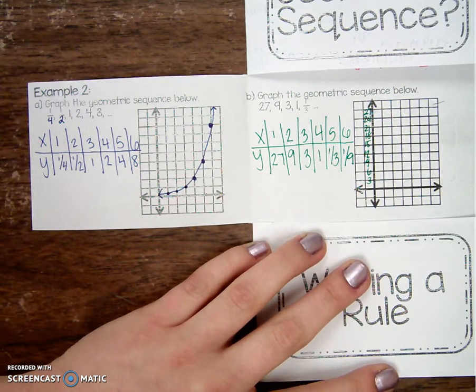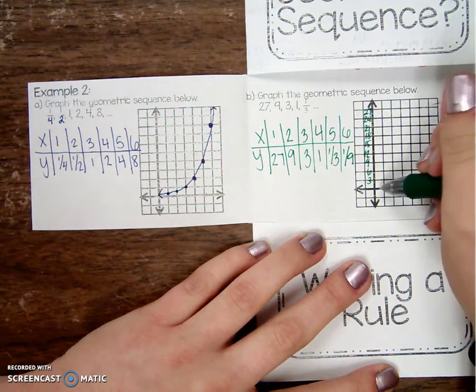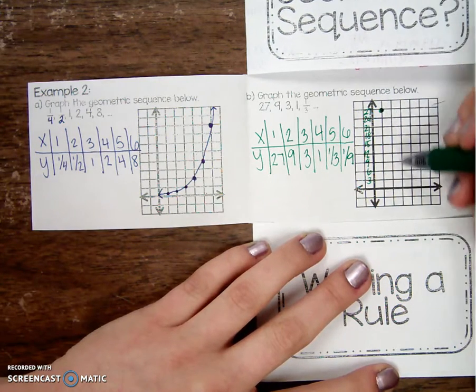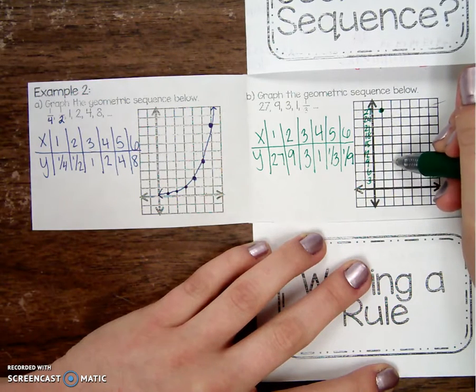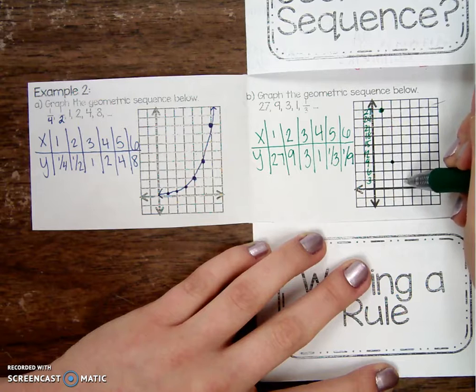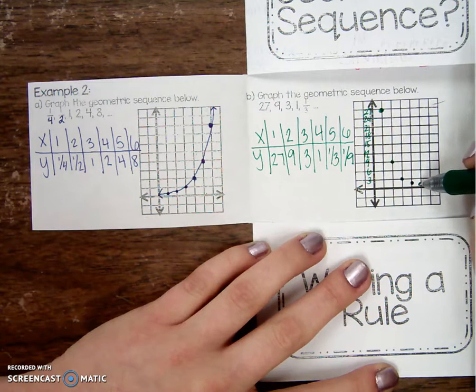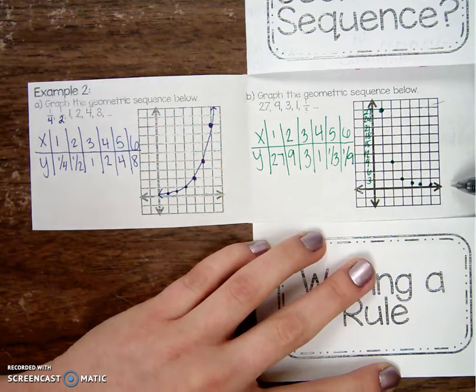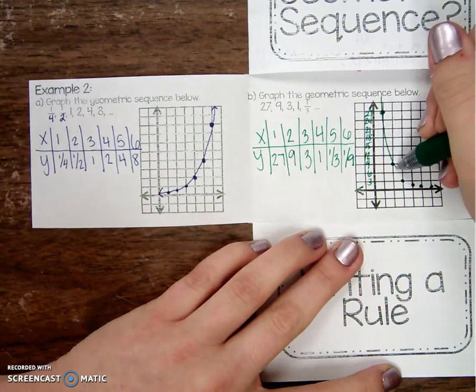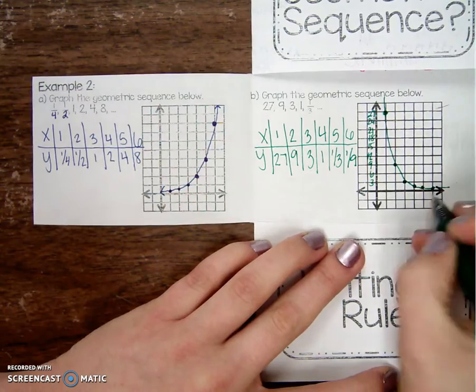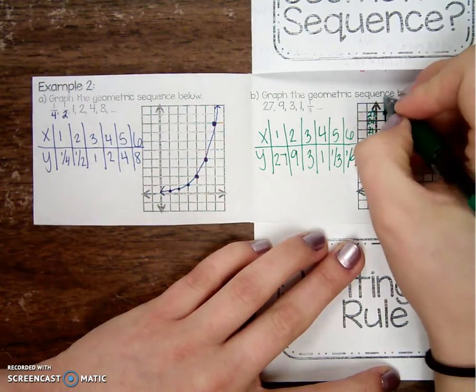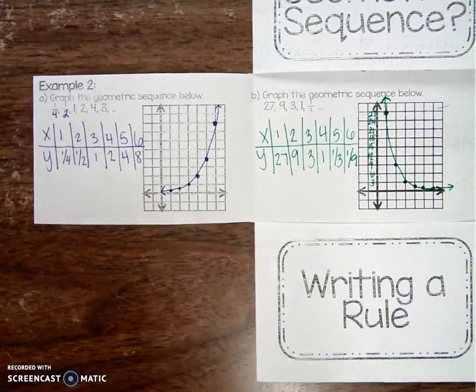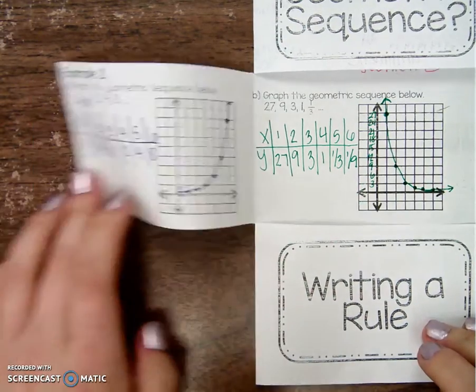Okay, and then we can just go ahead and graph our points. I'm going from 1 to 27, 2 to 9, 3, 3, 4, 1, 5, 1/3, and 6, 1/9. It's just getting very close to that x-axis there, and then you can connect your dots. Okay, that's graphing our geometric sequences, and then writing a rule.